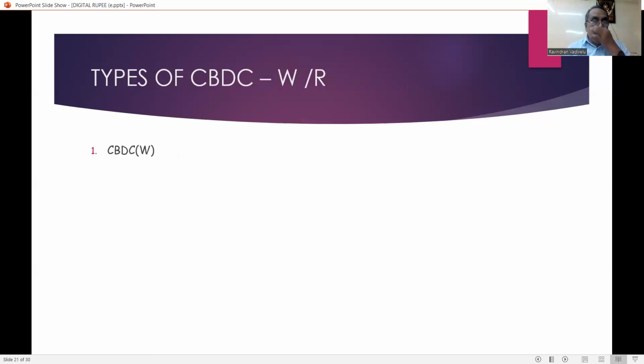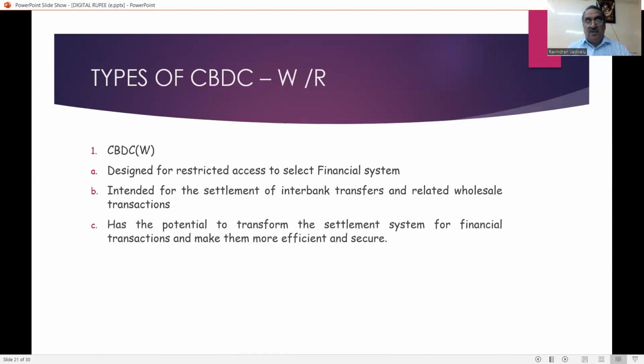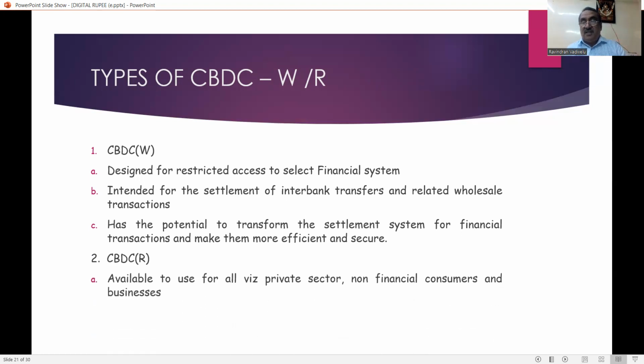Let us talk about CBDC wholesale. Here it is said it's a wholesale. What are the features? It is designed for restricted use by select financial institutions, and it is intended for settlement of interbank transfers. It is not directly related to the public, and is related to wholesale transactions. Only the intermediaries use it for interbank transfers, and it has the potential to transform the settlement system for financial transactions, making them more efficient and secure. This is with reference to CBDC wholesale. And CBDC retail is available for all the sectors, that is the private sector, non-financial consumers and businesses. So anybody can use this CBDC if it is applicable to the public.